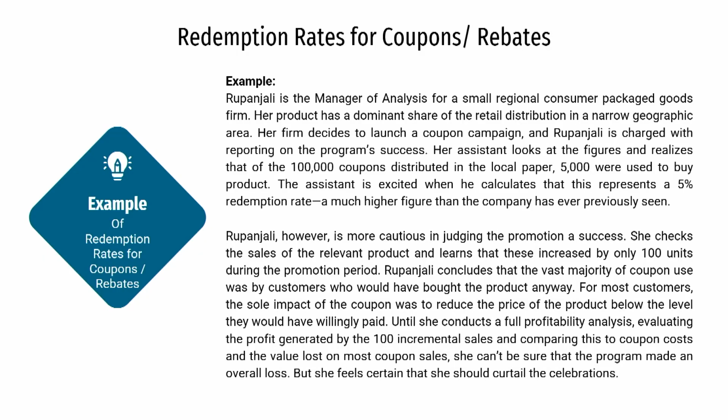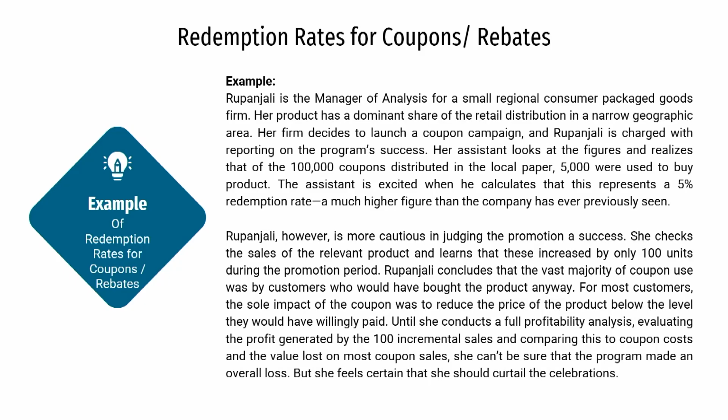Until she conducts a full profitability analysis, evaluating the profit generated by the 100 incremental sales and comparing this to the coupon cost and the value lost on most of the coupon sales, she cannot be sure whether the program made an overall loss or overall profit. Because 5,000 coupons were used, incremental sales is only 100, which clearly reflects that it is used by the existing set of customers rather than new customers.